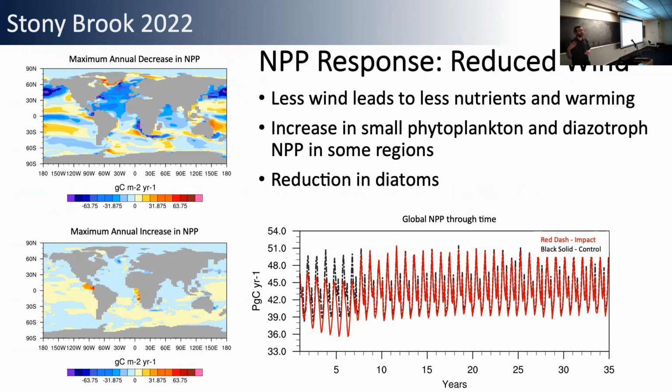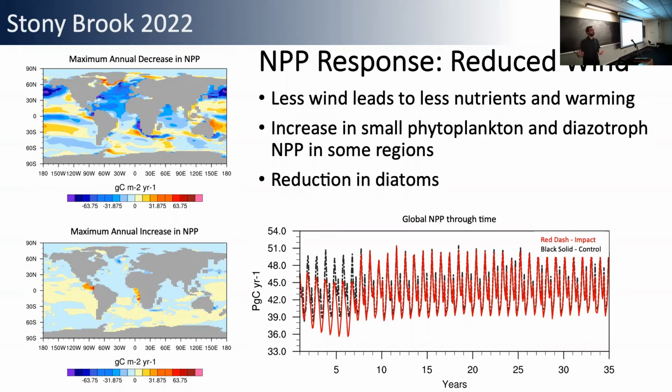But one thing that we didn't really anticipate initially is when we reduce the winds, we actually heat up the surface ocean quite a bit. And so the ocean becomes somewhat more stratified. We're not mixing the surface air and the surface winds together. And the very surface ocean actually warms by several degrees. And that makes the high latitude diatoms somewhat unhappy. And so they die off to an extent.